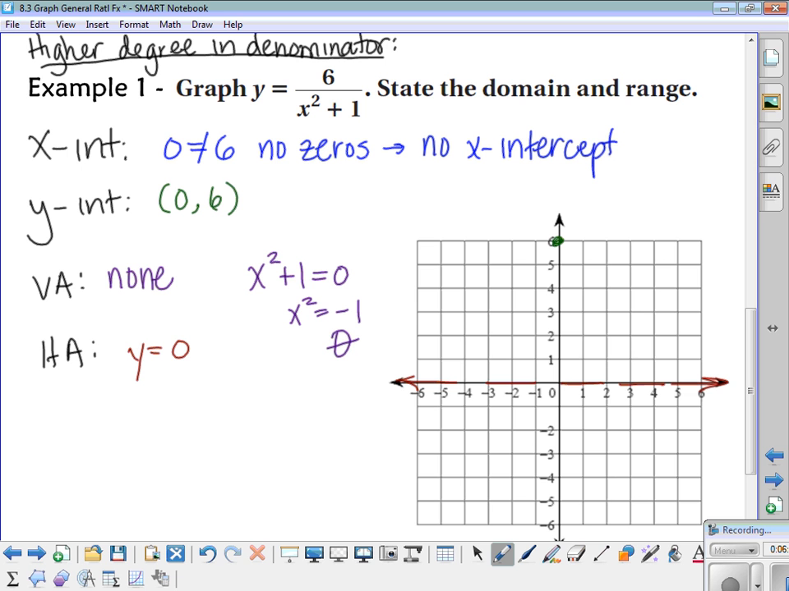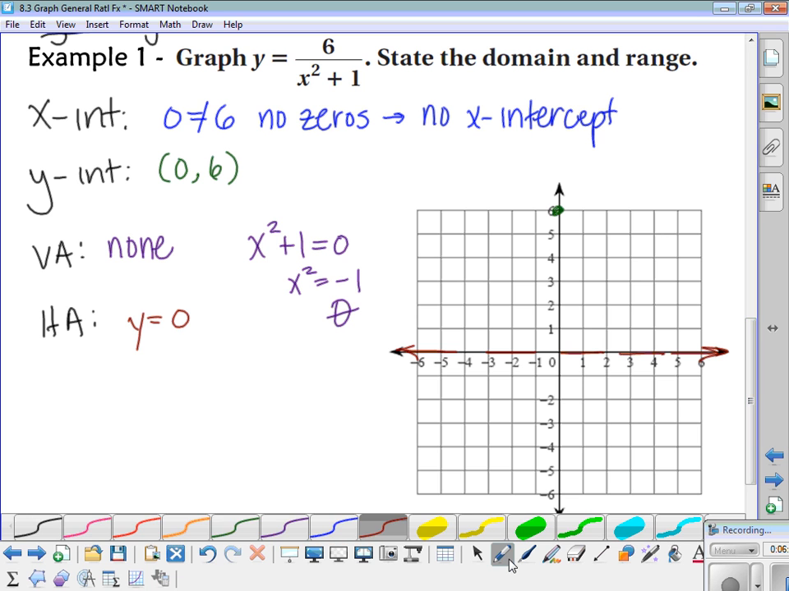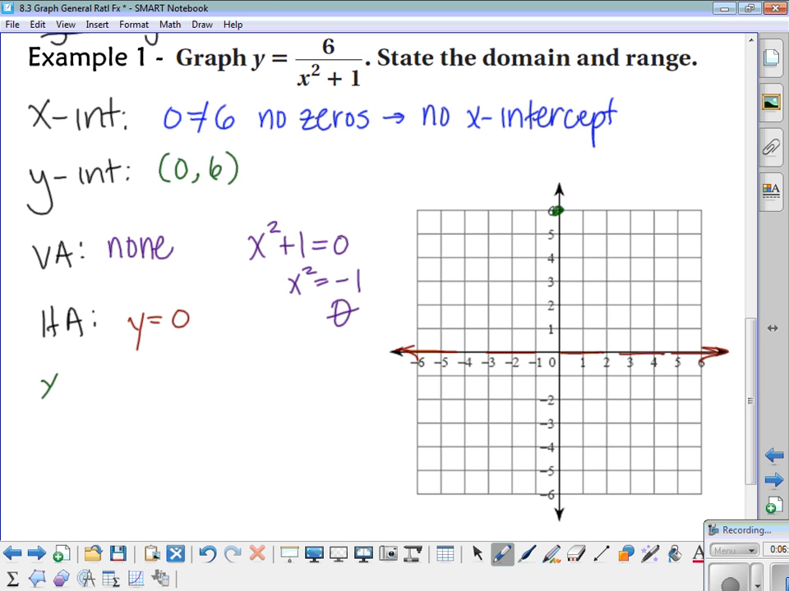All right, so now I've got to figure out what it's doing. And the only way to do that is to make myself a table. So I'm going to make a table. And I'll go ahead and plug in -3, -1, 1, and 3. So if I do -3, I end up with 6 over 10. So that's just 0.6. If I do -1, I end up with 6 over 2, which comes out to 3.